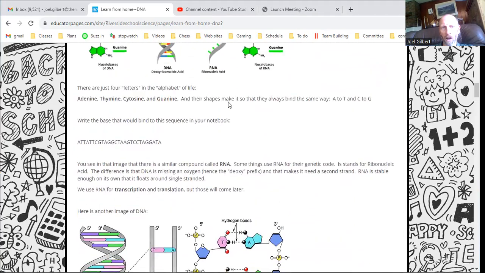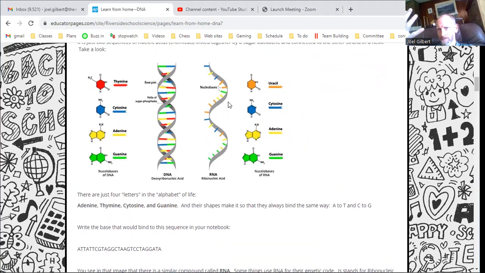You'll note that there are 4 different nucleic acids. There's thymine, cytosine, adenine, and guanine. You don't need to know them. What you do need to know is that A's, adenines, and T's, thymines, always bind with each other. And cytosines, C's, and guanines, G's, always bind with each other. So C's and G's bind and A's and T's bind. Whatever mnemonic you want to remember that, go for it.